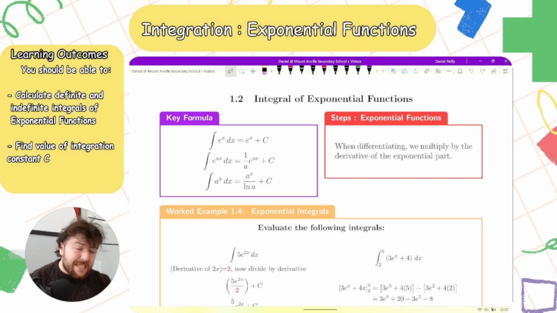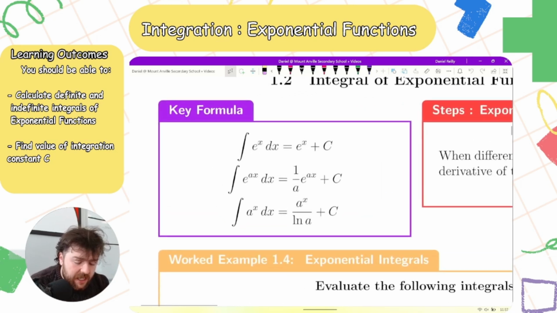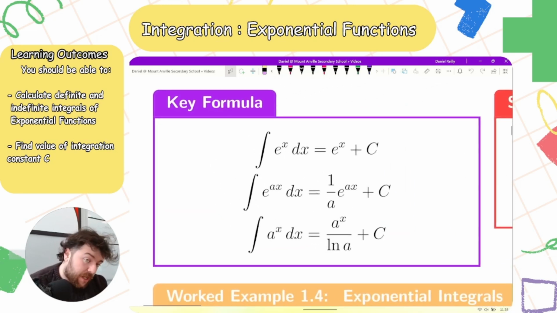Hello everyone. In this video we are looking at the integrals of exponential functions. These are the key rules here, and these are in your log tables. So what we learned in calculus was e to the x.